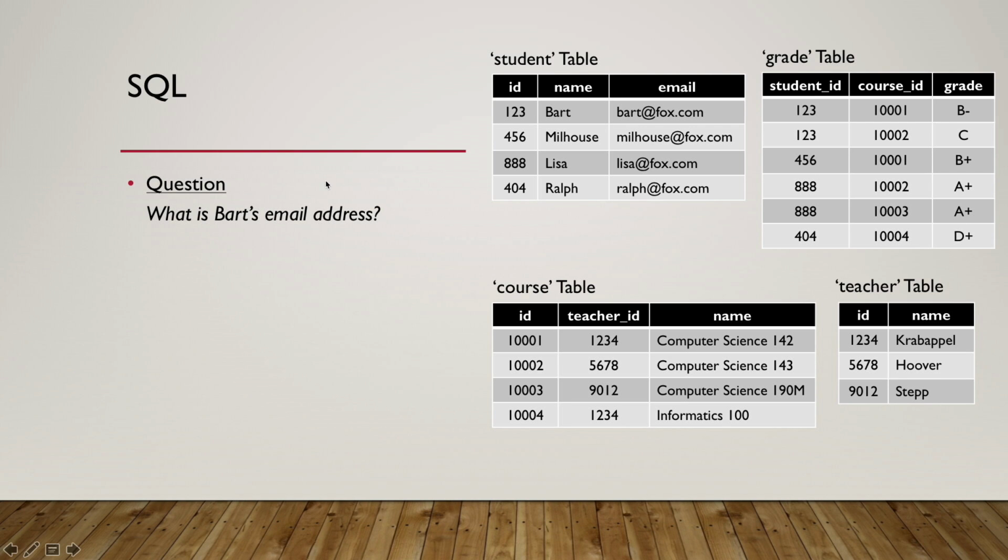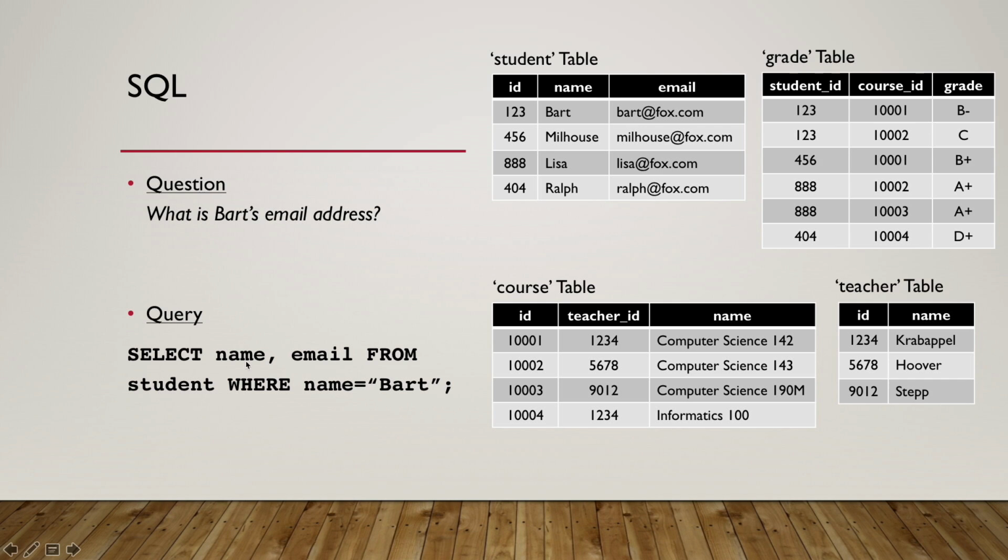And to do that, we're going to have to expand our language just a little bit. The query is going to look like this. Select name, comma, email, so here I'm selecting two things, from student, where name equals Bart. Now Bart is a string, so we would put it in quotes. And you'll see a lot of the things that we're going to be selecting in here will wind up being strings, just like in JavaScript where almost everything ends up being a string at the end of the day anyways.